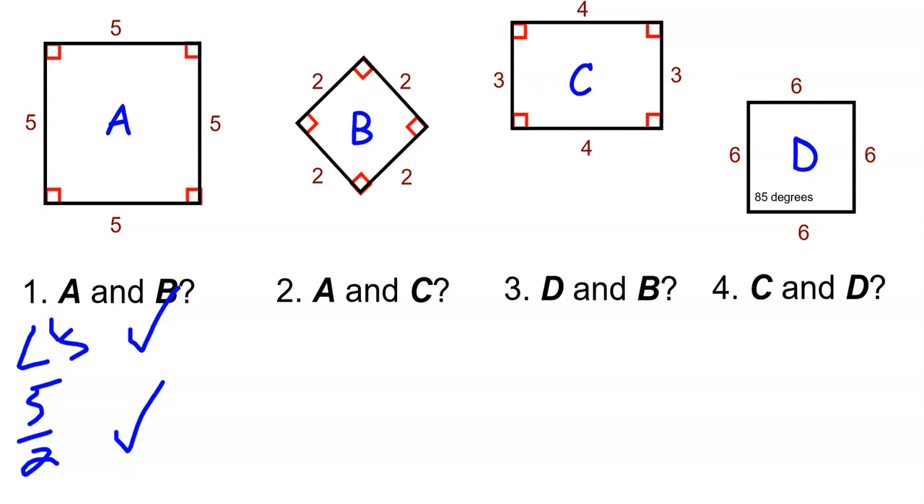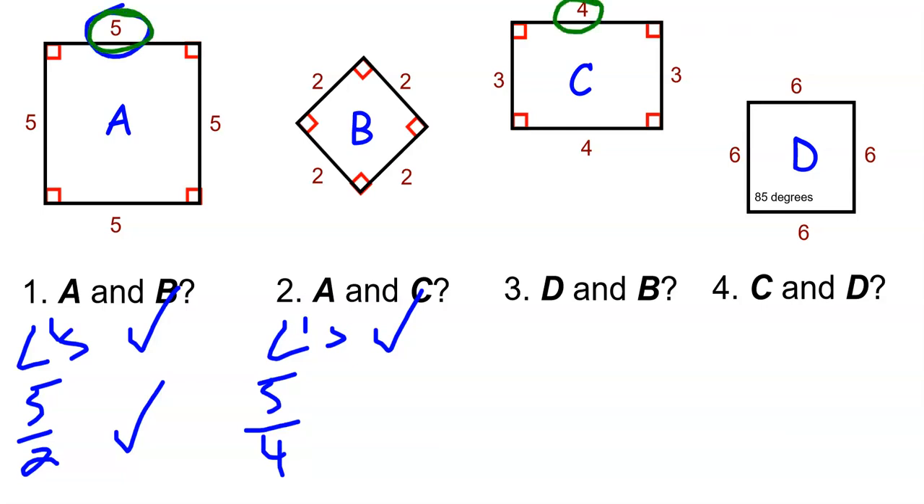Now, A and C, those angles check out. A and C both have sets of right angles all through them. But if we look at the ratio between sides, one set of sides from A to C is going to have a ratio of 5 to 4. But then some other sides are going to have a ratio of 5 to 3 because one of the sides of C is not the same as another side of C. That means those ratios are different. Those 2 figures are not similar.